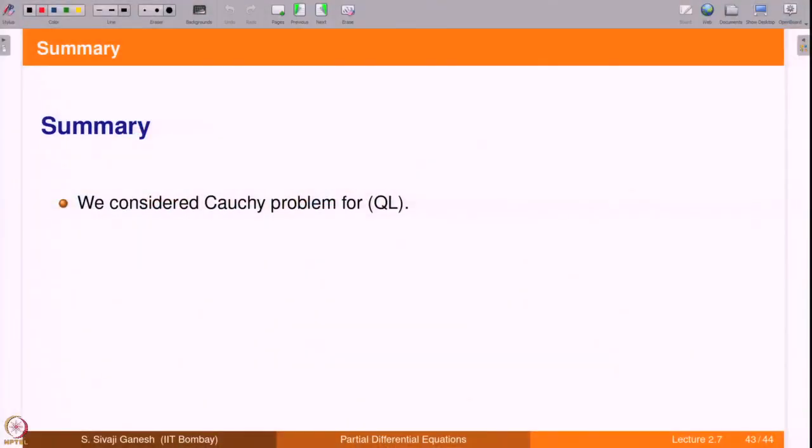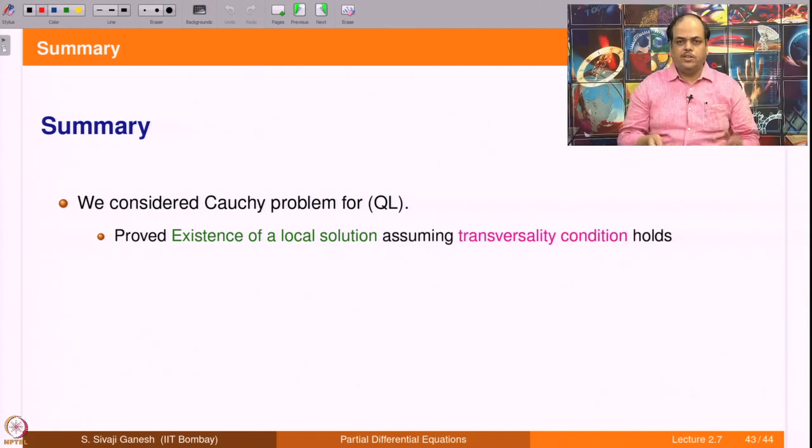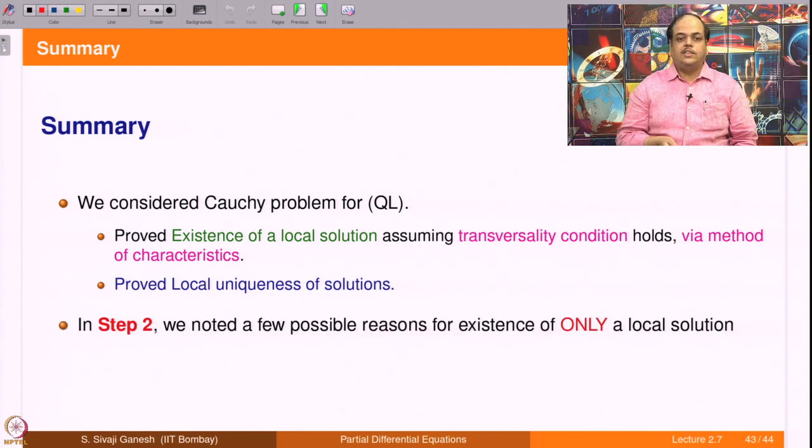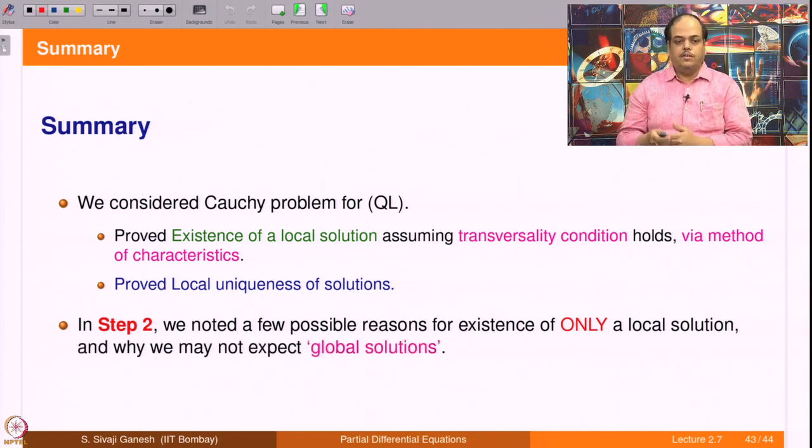The summary is that we considered the Cauchy problem for QL, and we proved the existence of a local solution assuming the transversality condition holds, no more assumptions, via the method of characteristics. We proved local uniqueness of solutions, and in step 2 we noted a few possible reasons for the existence of only a local solution, which will be seen in next lectures, and why we may not expect global. I already mentioned there are at least 2 notions of local solutions and hence global solutions. In the next lecture we will take up, as promised, what the transversality condition is geometrically and what happens when it fails, what the possibilities are. Thank you.